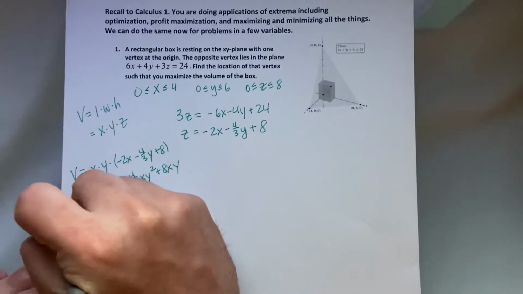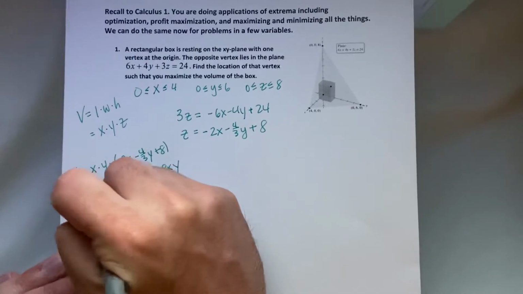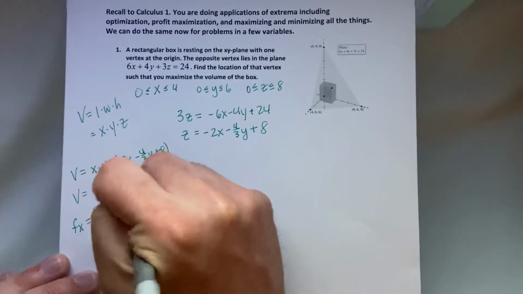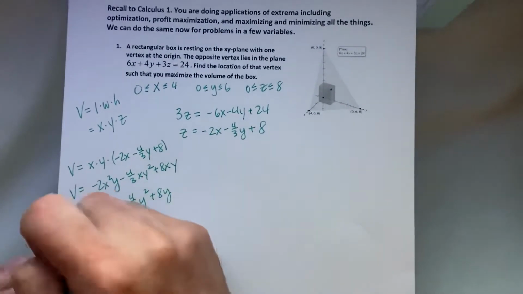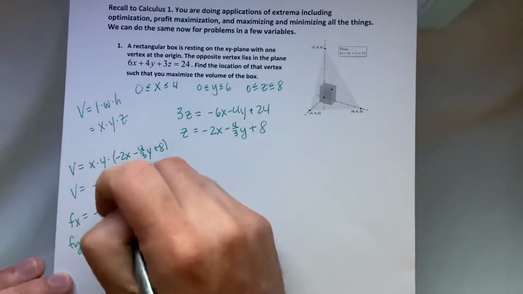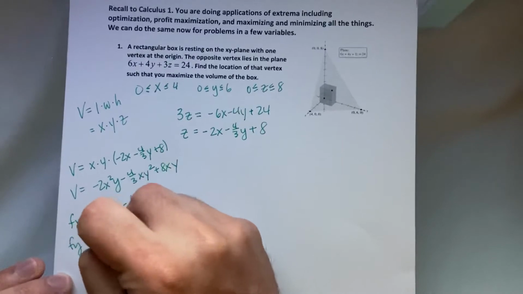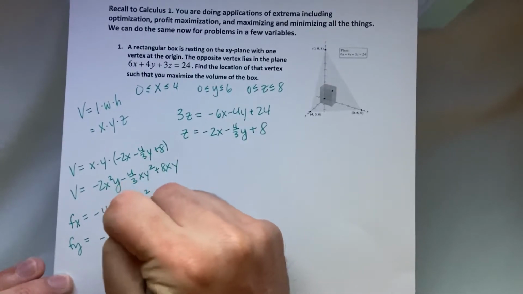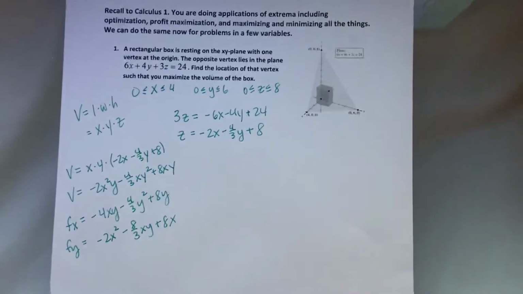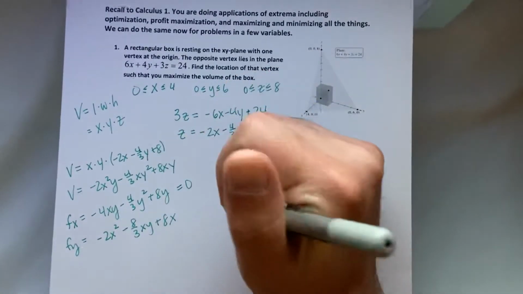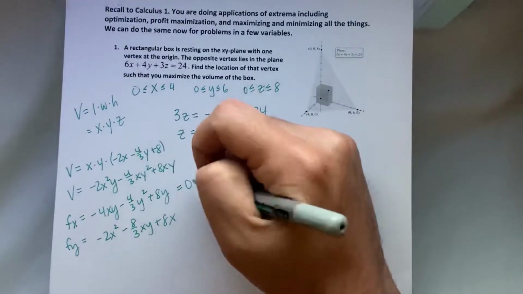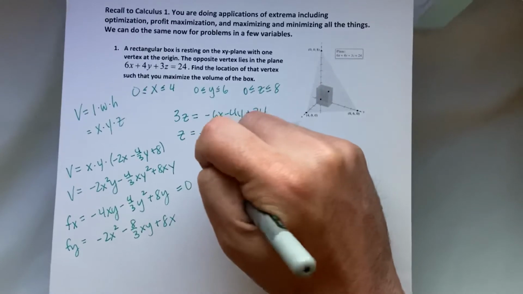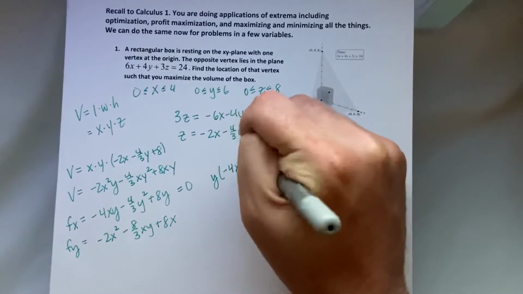So let's find the partials for volume. Partial for x: negative 4xy minus 4/3 y squared plus 8y. Partial for y: negative 2x squared minus 8/3 xy plus 8x. Now when is this thing equal to 0? Okay, I'm going to reorganize this for a second. One thing about this is we can factor out a y: negative 4x minus 4/3 y plus 8.